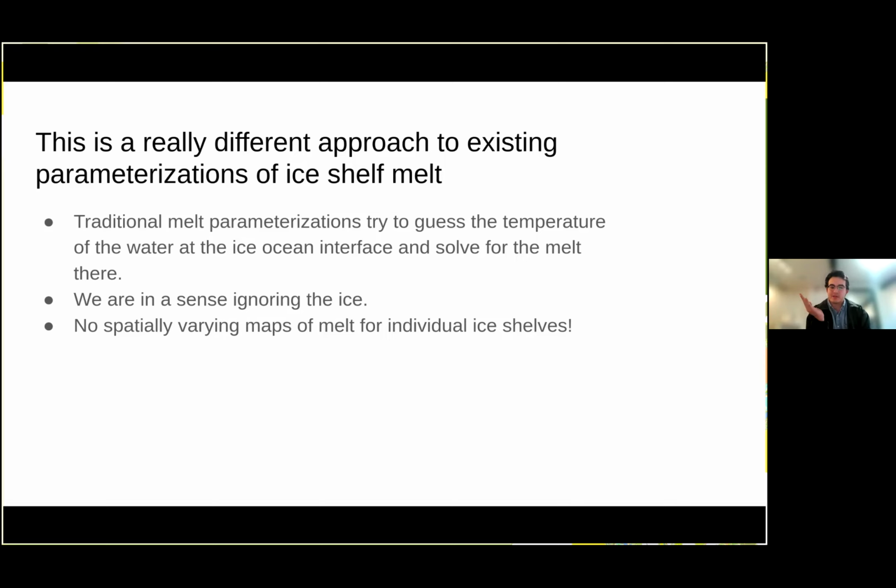A lot of traditional parameterizations have T squared times slope or T times slope. There's a number of them. So we're kind of just ignoring the ice. It's a very oceanographer's approach to ice shelf melt. And that means we don't get any spatially varying maps of melt for individual ice shelves. We're not solving for the melt at each point on the ice shelf face. We're just trying to guess the heat transport into the cavity and what amount of melt that results in.